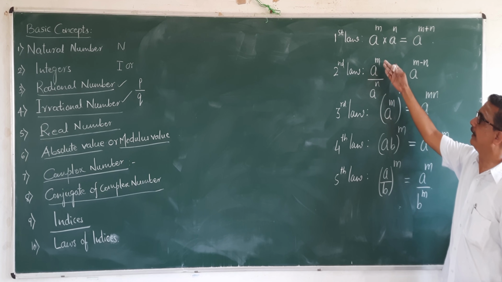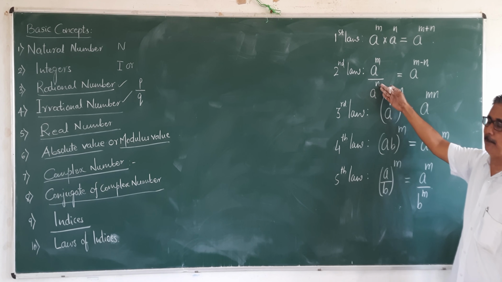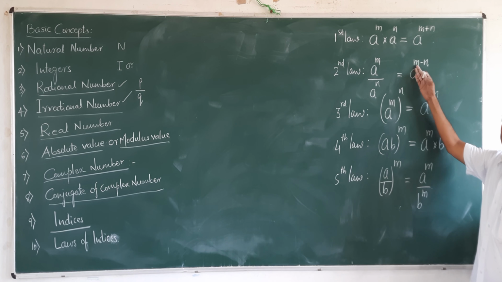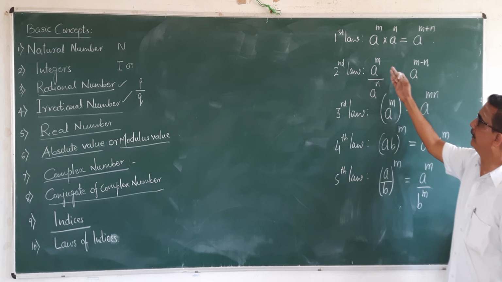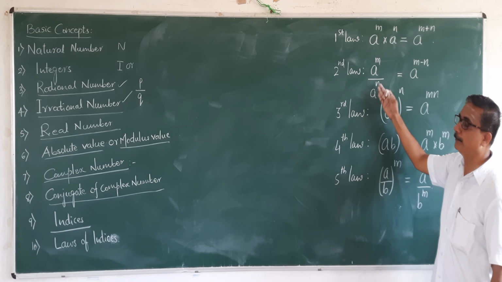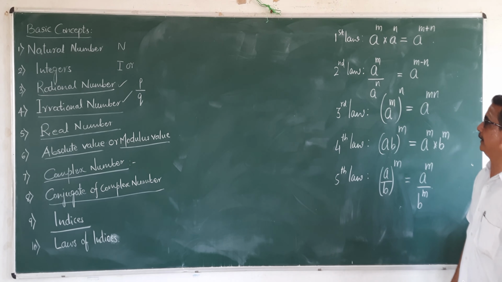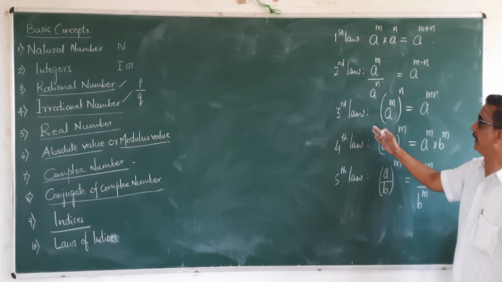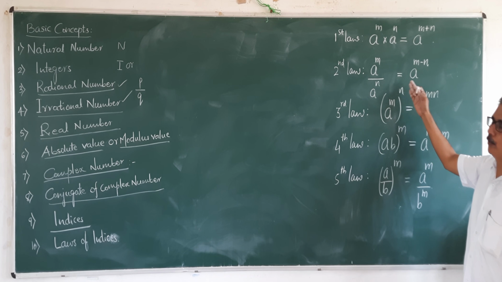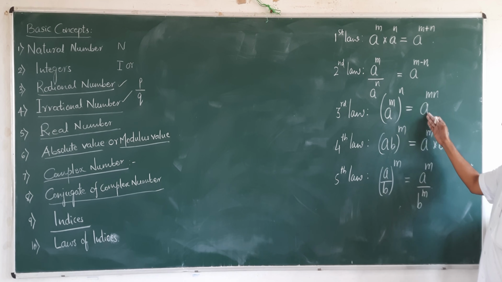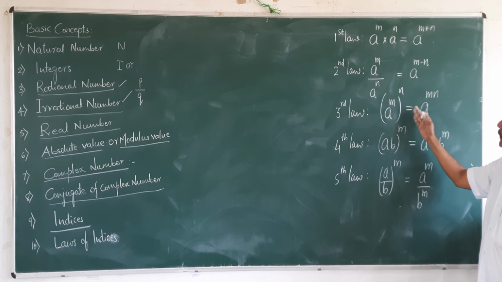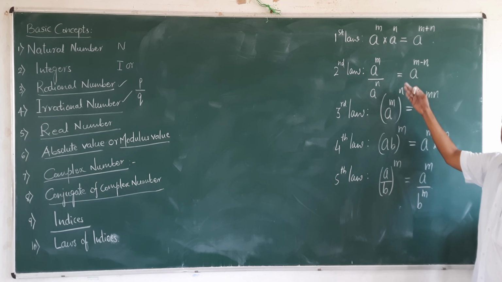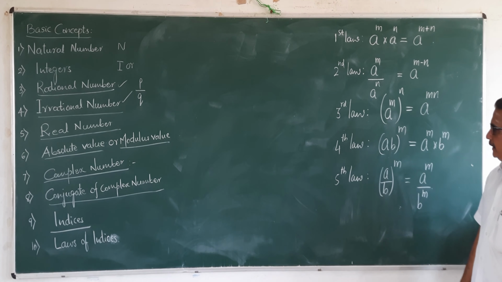Second law says a power m divided by a power n is equal to a power m minus n, or a power m minus n is equal to a power m divided by a power n. Whereas third law of indices, a power m whole power n is equal to a power m into n, or a power m into n is equal to a power m whole power n.